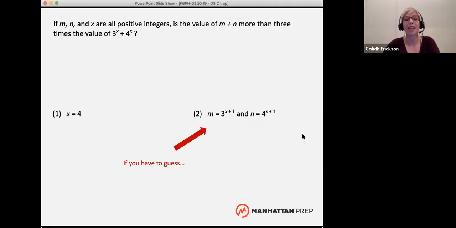Just one quick note here. If you have to guess, it's often pretty likely that really complicated statements might be sufficient. So if you don't know what else to do, bet on complicated being sufficient.